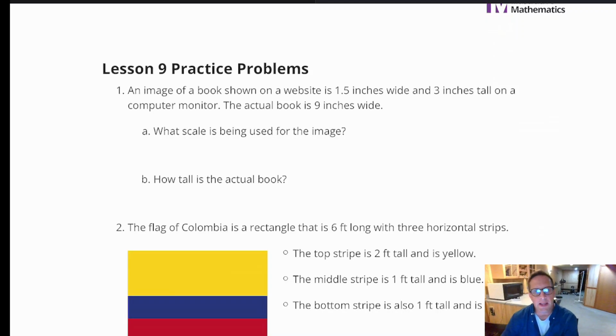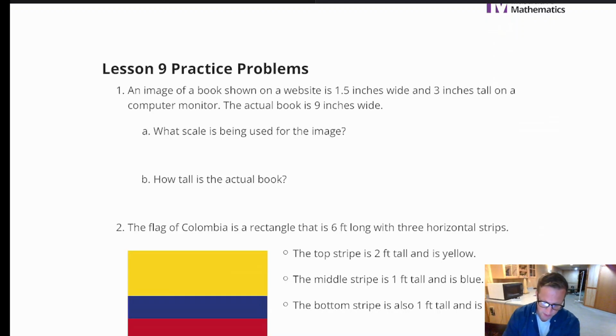So the lesson 9 practice problems here, for number 1, we've got an image of a book shown in a website that is 1.5 inches wide and 3 inches tall on a computer monitor. The actual book is 9 inches wide. So what scale is being used for the image?